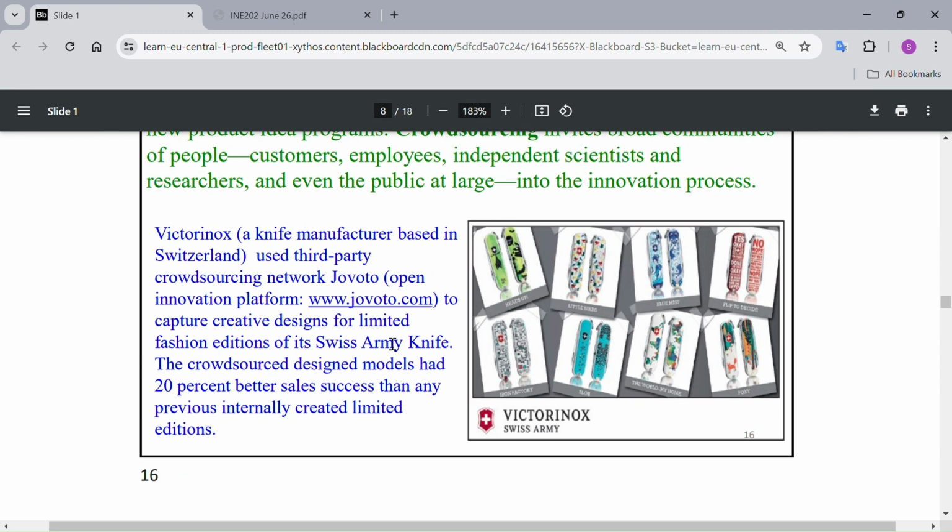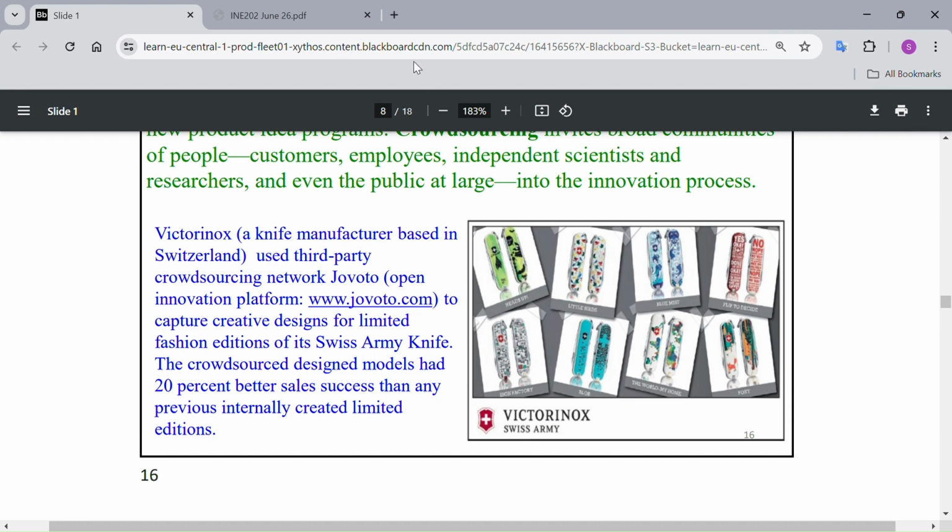So we have here an example. This is an example of Victorinox, a knife manufacturer. So this is a knife manufacturer company. It used a third-party crowdsourcing network, Jovoto, an open innovation platform.